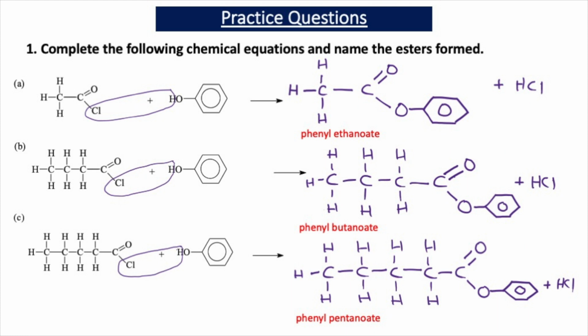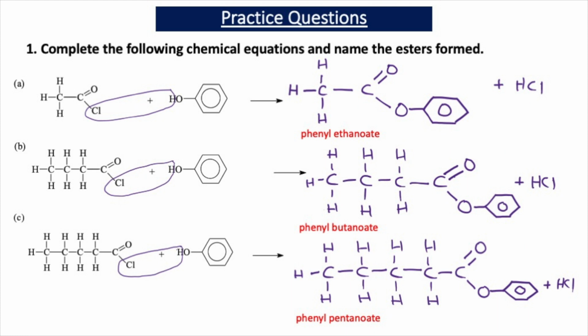So in question 1a, I have the ester phenyl ethanoate formed because if I look at the ester closely, I have a benzene ring attached to the oxygen next to the C double bond O, and a benzene ring is a phenyl group, and the rest of the ester resembles ethanoic acid, so therefore the ester is phenyl ethanoate, and my other product is HCl, hydrogen chloride gas.